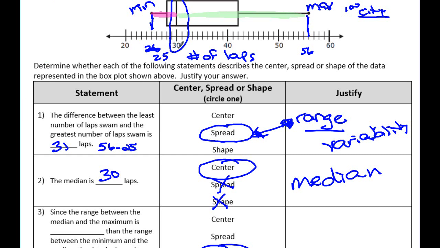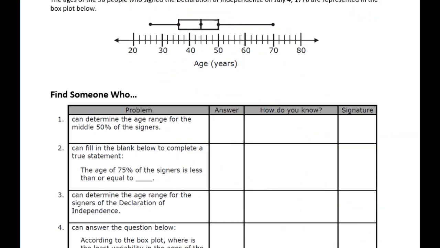It's greater than. You can definitely see that. It's a lot longer, it's more spread out. So it's greater than. So that means it is skewed to the right, and that is your shape. Okay, let's do another example.